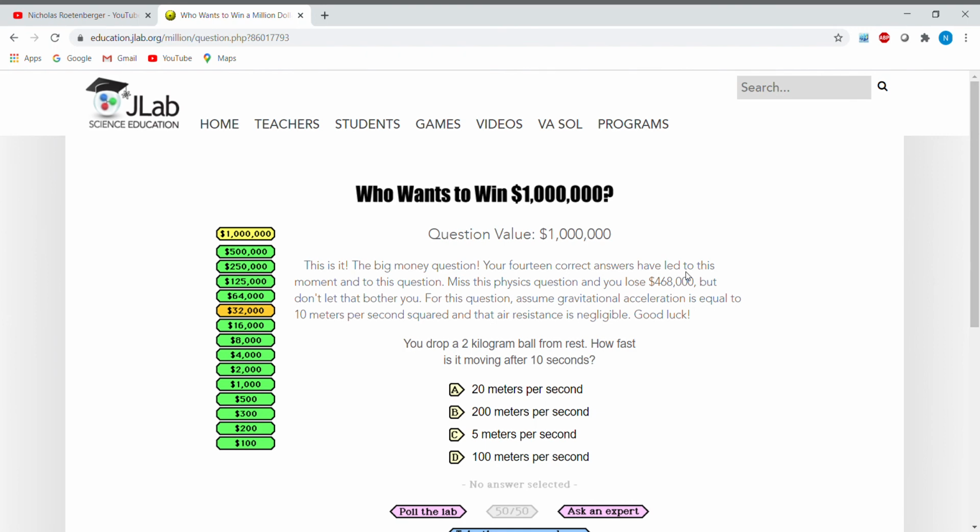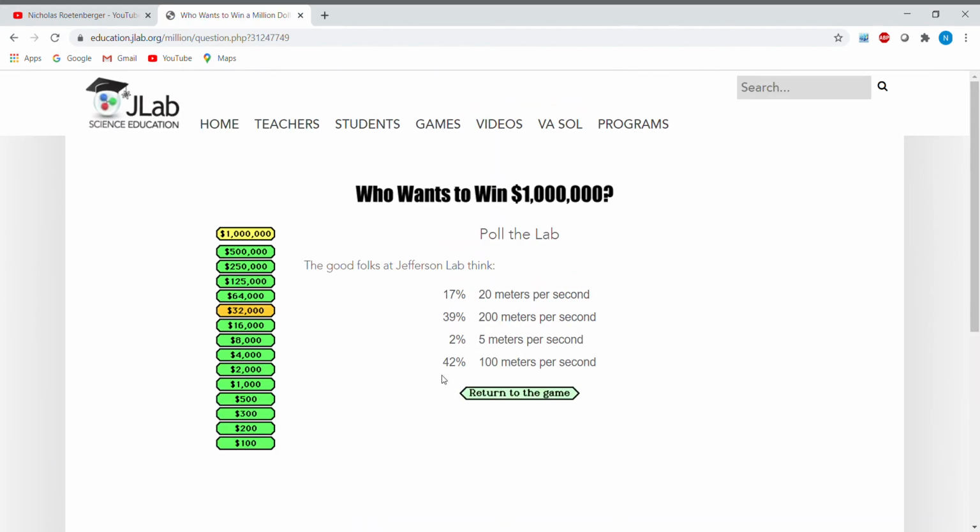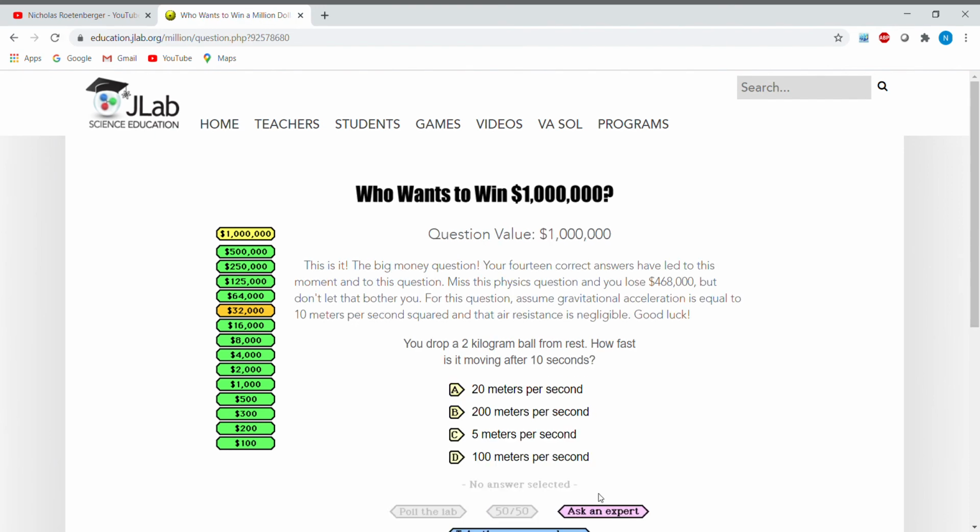To drop a 2-kilogram ball from rest, how fast is it moving after 10 seconds? 20 meters per second, 200 meters per second, 5 meters per second, or 100 meters per second? Let's poll the audience. Okay. 42% think it's 100 meters per second, 39% say 200 meters. Alright, I think we should ask an expert.